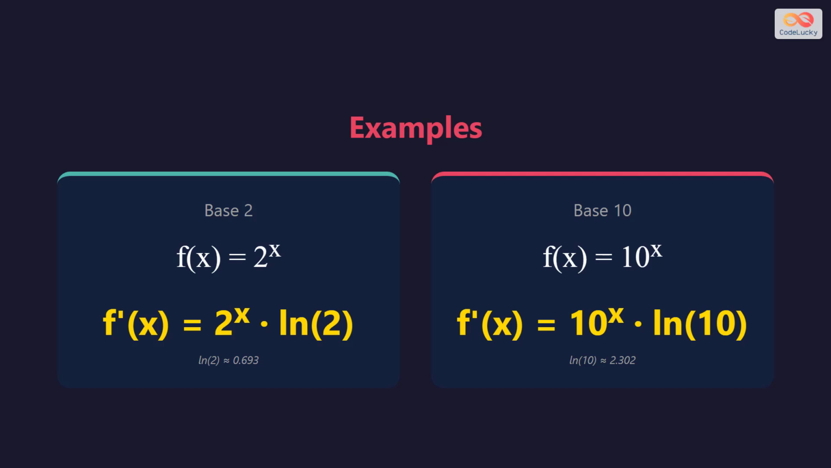Let's see this in action. For 2 to the x, the derivative is 2 to the x times the natural log of 2. For 10 to the x, it is 10 to the x times the natural log of 10. The pattern is consistent.